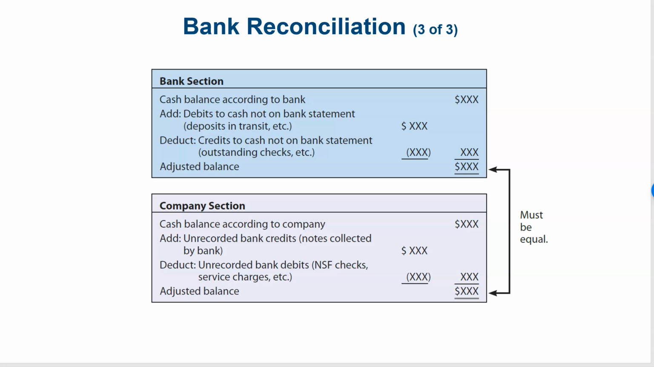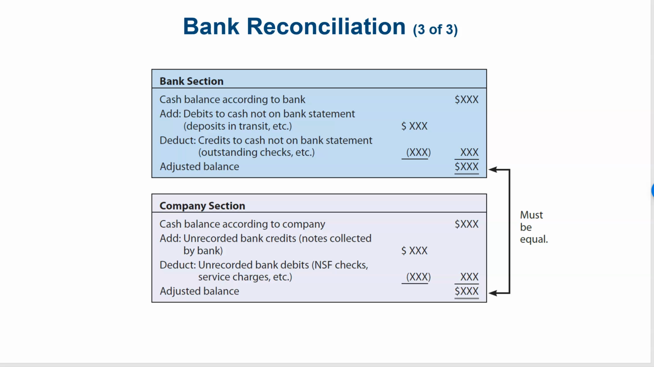So the bank section, we'll start with that one, is going to be the cash balance according to the bank, and then we'll add any debits to cash that aren't on the bank statement. They're usually deposits in transit. Then we will subtract out any credits to cash not on the bank statement. These are usually outstanding checks. And then any bank errors to get to our adjusted balance.